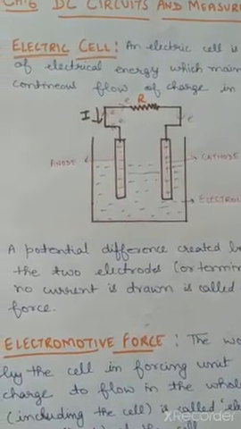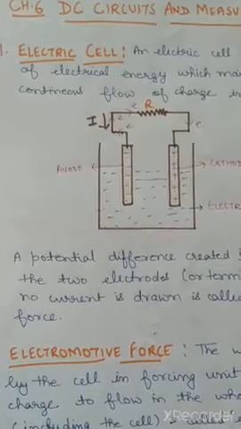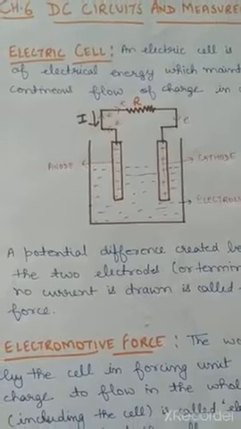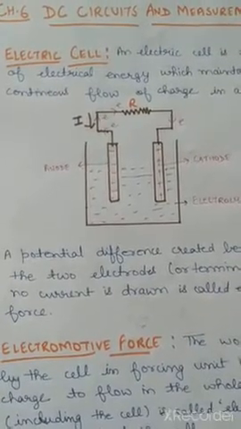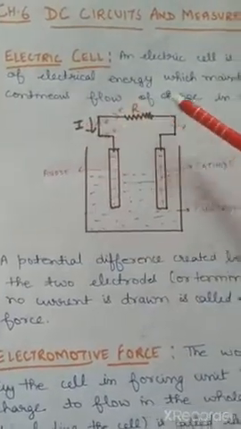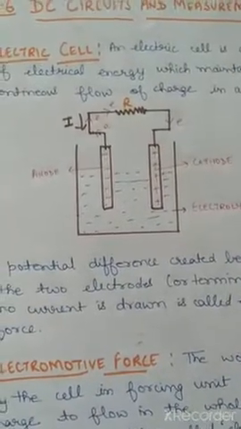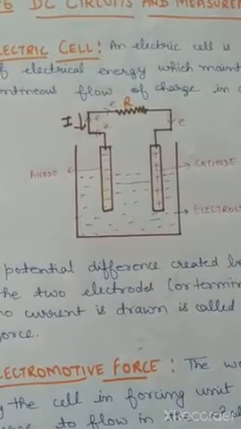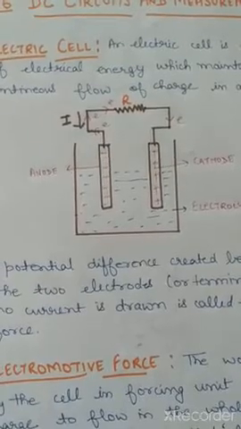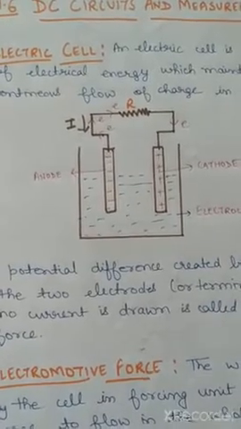So the first thing that we will discuss is the electric cell. As you all know, the electric cell is a cell which converts chemical energy to electrical energy, and we also say that the electric cell is a source of electrical energy which maintains a continuous flow of charge in a circuit. That means the purpose of the cell is not to produce the charges. Cell does not produce the charge. Cell gives electrical energy to the charge, due to which the charge flows within the circuit. Is it clear? So cell never produces a charge.